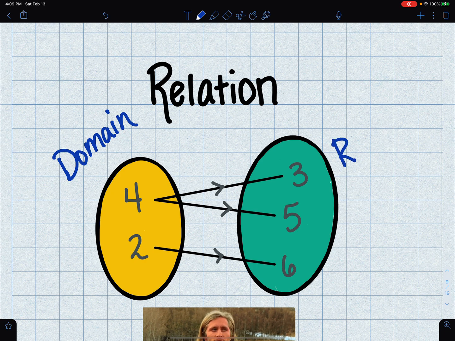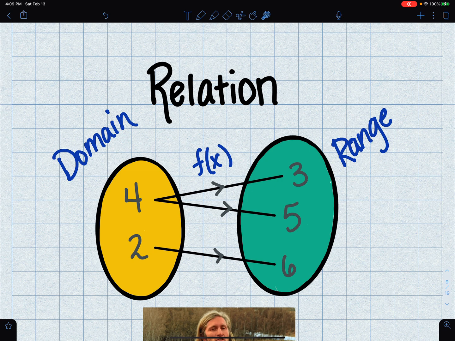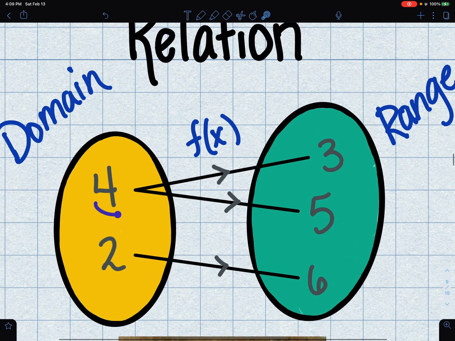And here's the range. And again, it doesn't tell us what the function is, it just wants to know, is this a function? Now, let's look. In this situation, if I put in a 4, I'm either going to get a 3 or a 5. I don't like that because if I put in 4 quarters, I don't know if I'm going to get a candy bar or if I'm going to get chips. I want one specific y for every x. There has to be only one y for every x.